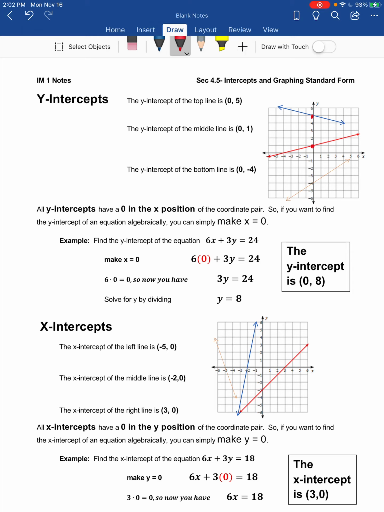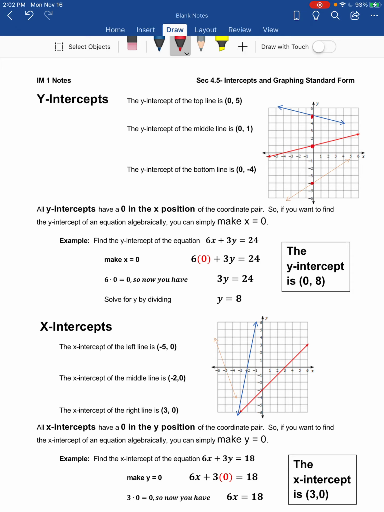And then for your bottom line, that orange line, where does it cross your y or your vertical axis? At -4. But that's not an intercept. Intercepts have to be ordered pairs. So from your origin, you go over 0, down 4: (0, -4).